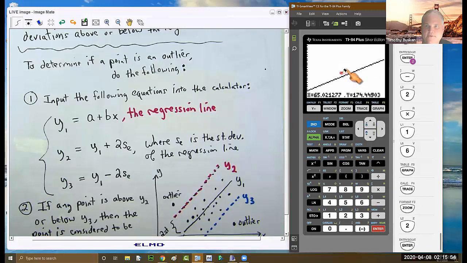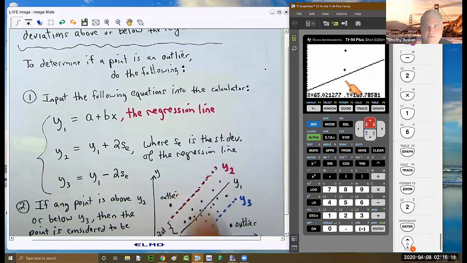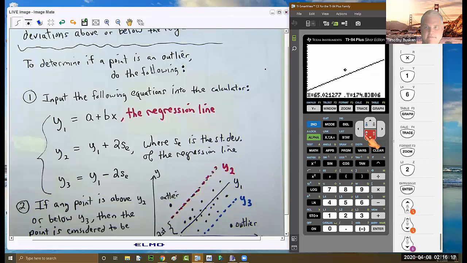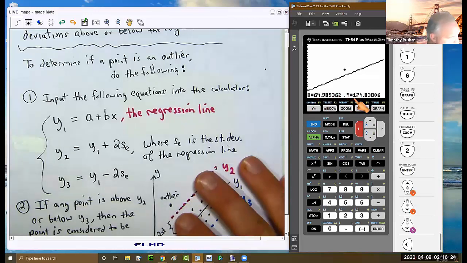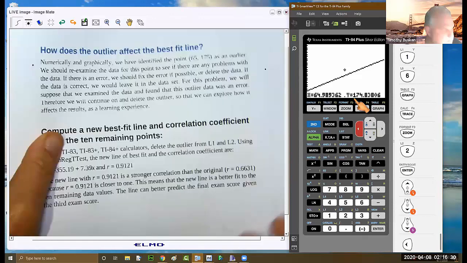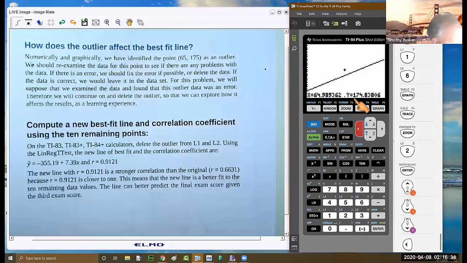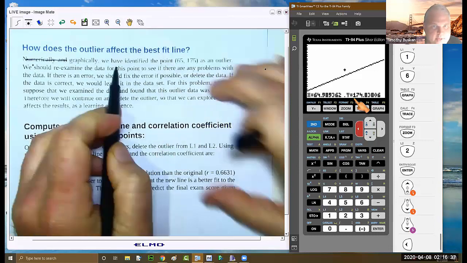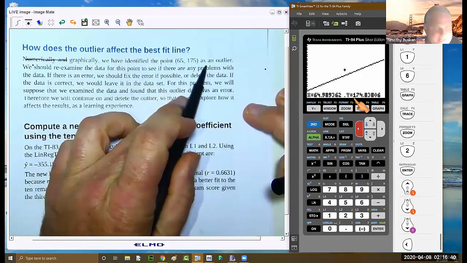And right there where my cursor is, see, my cursor is moving up, but this right here is the actual point from the data. And you can see that point is outside, or above, this line Y2. So we do have an outlier data value. And let's see if I can find the coordinates of that, roughly 65 and 175. Okay, so graphically, we didn't do it numerically, but graphically, we have identified the point 65, 175 as an outlier.